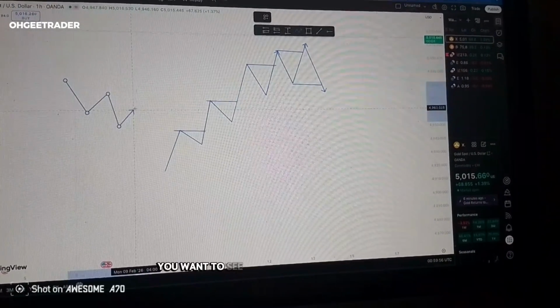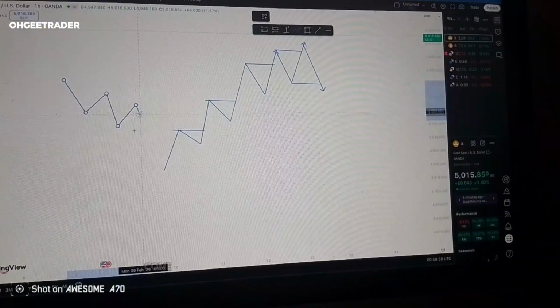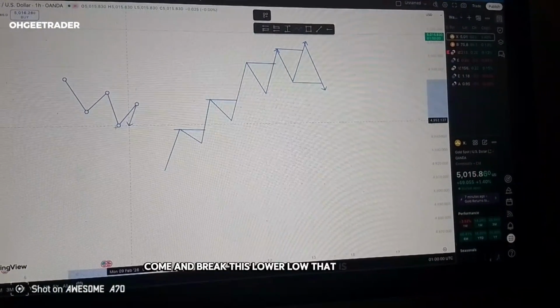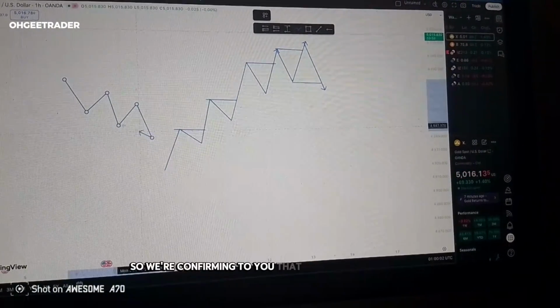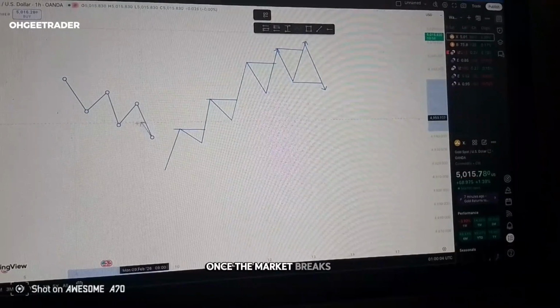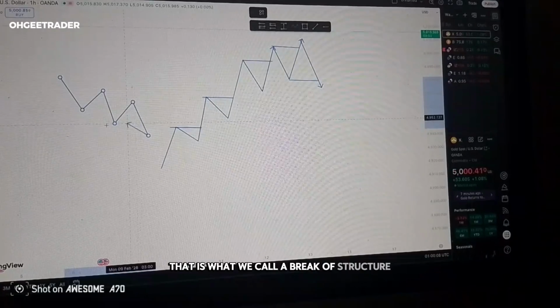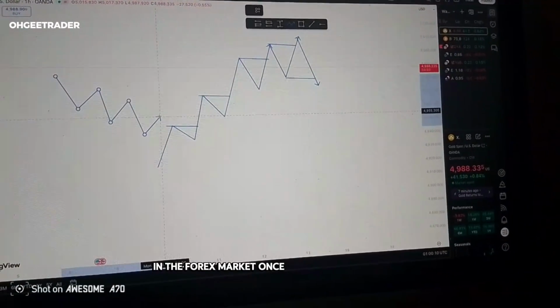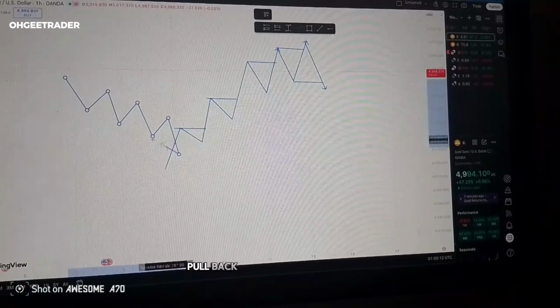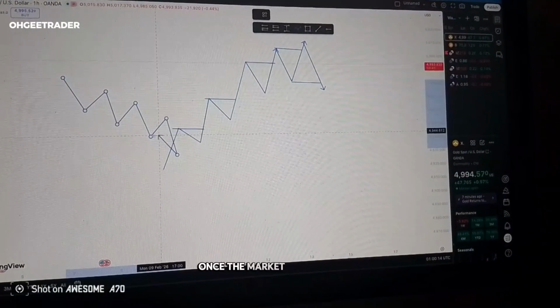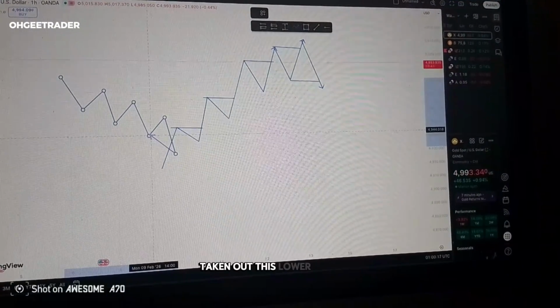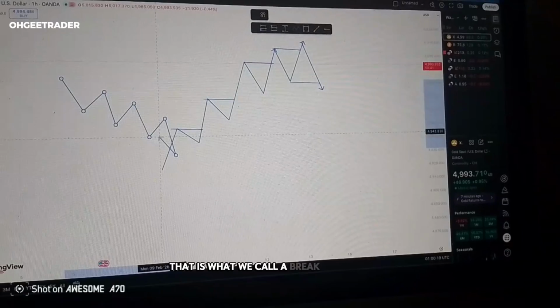You want to see the market pull back up again, come and break this lower low that it has from here. So it's confirming to you that it has broken structure. Once the market breaks this lower low here, that's what we call a break of structure in the forex market. Once the market comes down, pulls back again, and takes out this lower low, that's a break of structure.